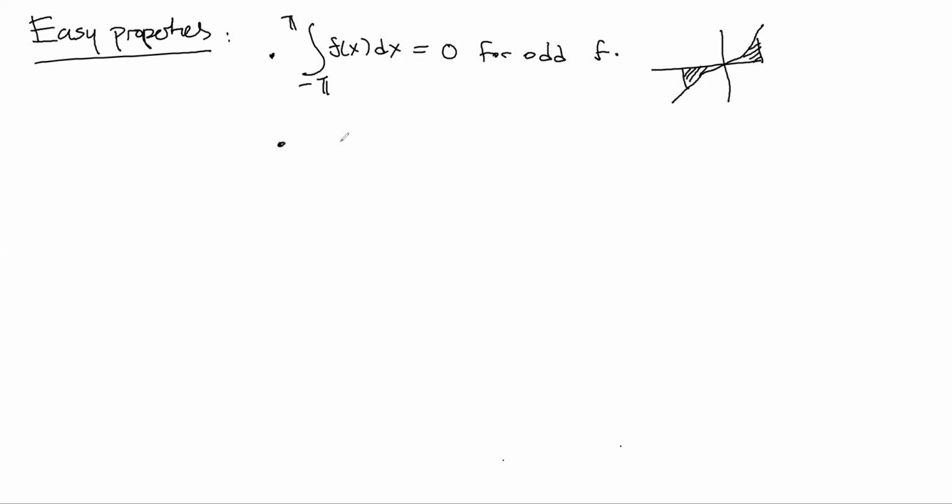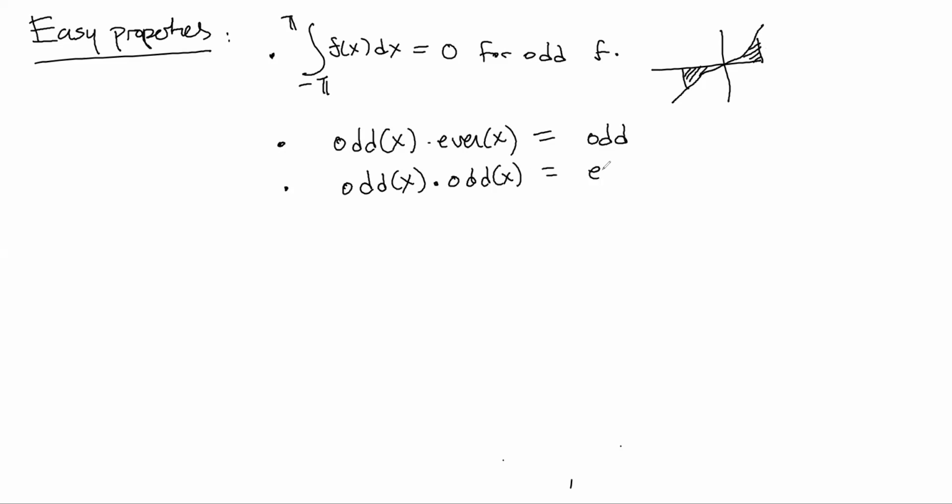Another easy property is if you take an odd function and multiply it by an even function, you get an odd function. You can just check that from the algebraic definition. Just plug in minus x, you get one minus sign out. And similarly, odd times odd equals even, because you get two minus signs. These are all quite easy properties.